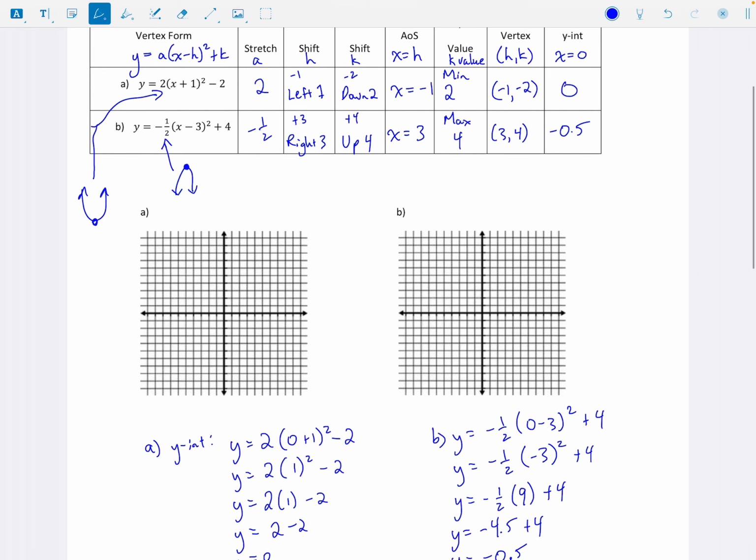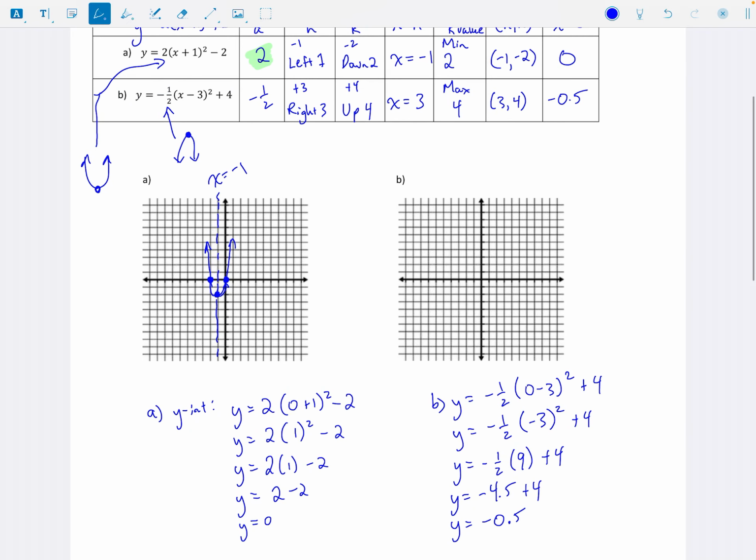Okay, now we get to graph all the parts here. So for a, we have a vertex at (-1, -2). We have an axis of symmetry at x equals -1. We have a y-intercept at 0. And because the stretch value is 2, we know that from the vertex it goes up 2 to the right and up 2 to the left. Okay? So that means we have this as our parabola. Okay, that's a good drawing for this class. We're happy with that kind of drawing.